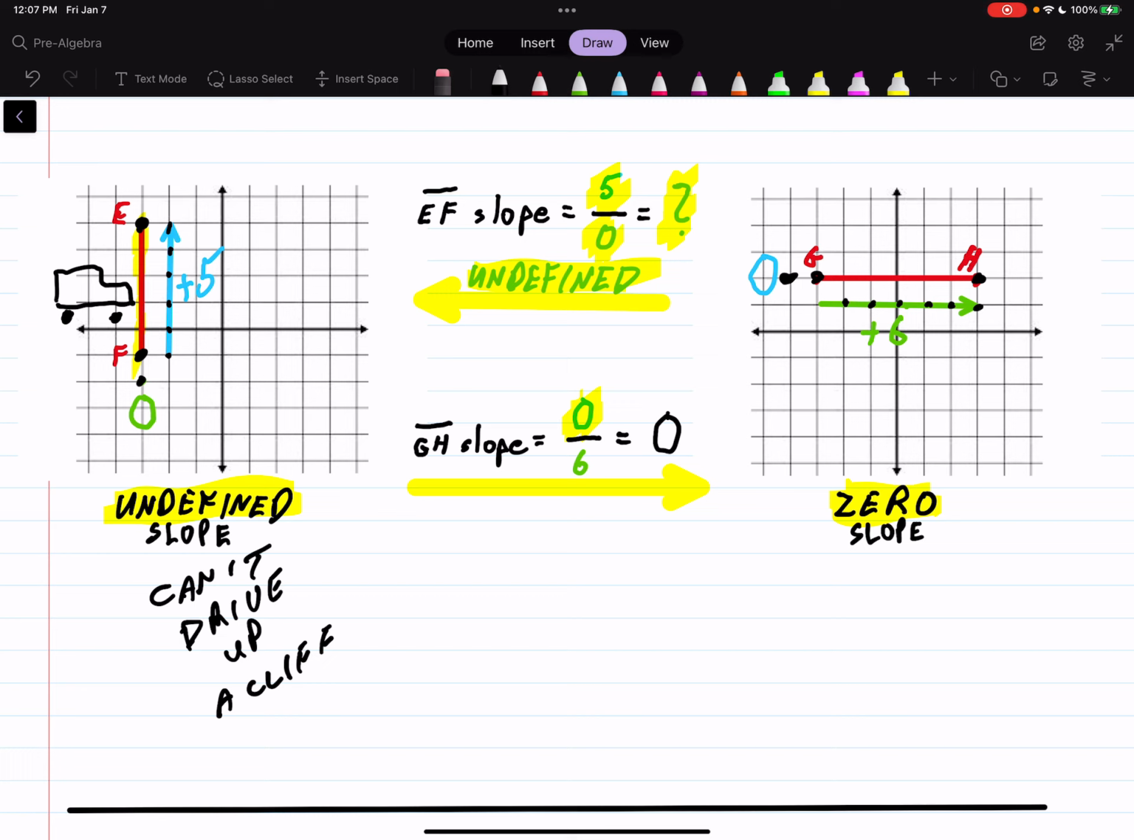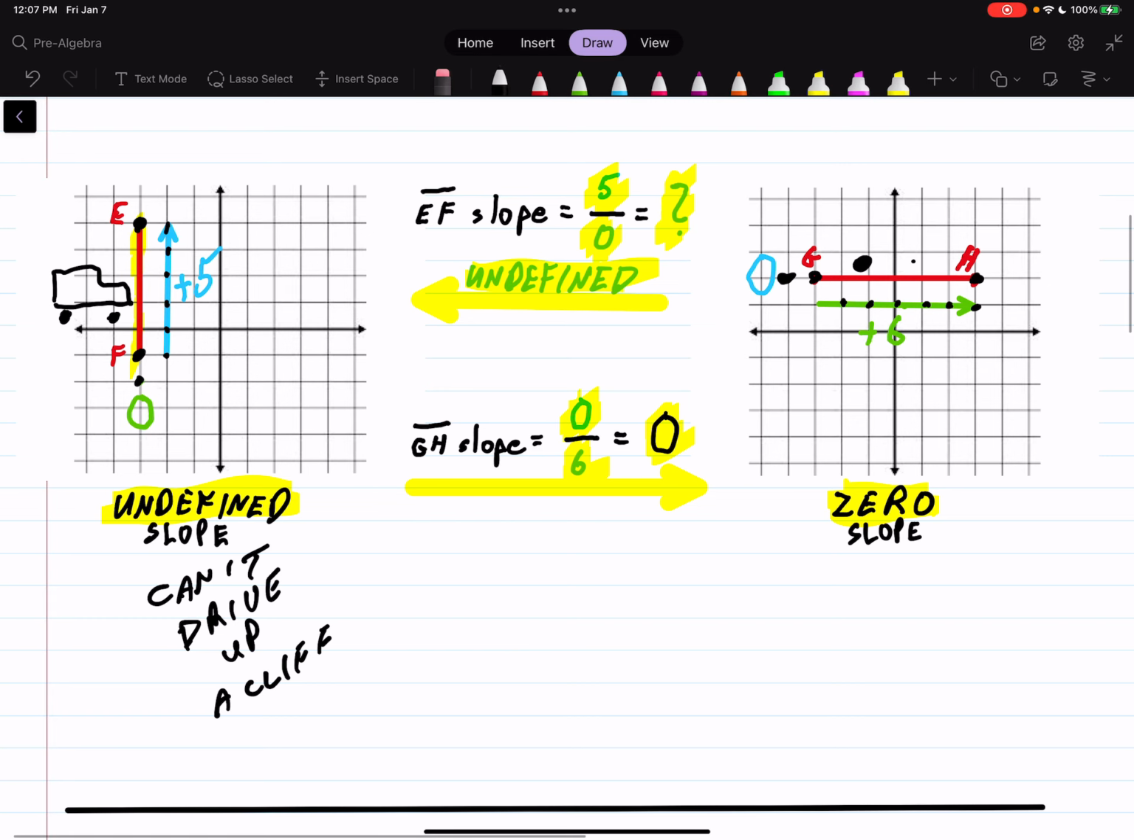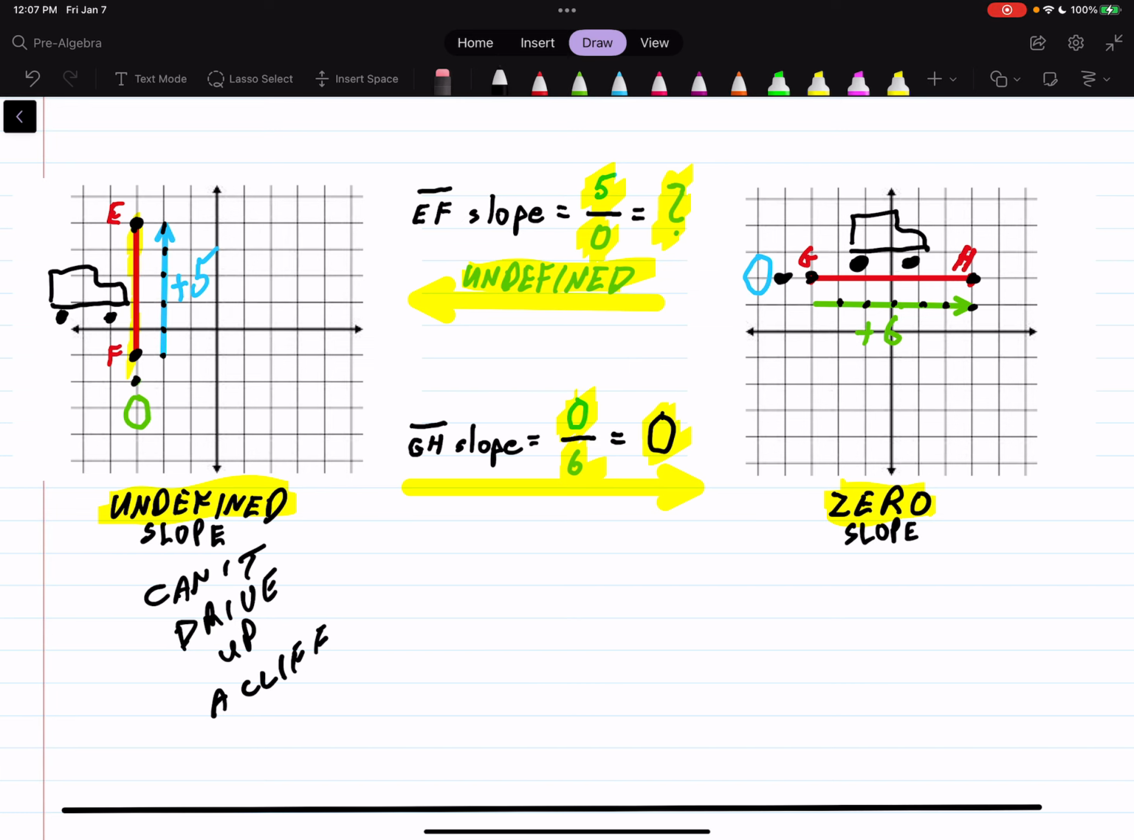So we've got our rise over our run, and that's a valid number. It's just 0. 0 over any number other than 0 is 0. So if you want to use your car analogy again, well, it's not going uphill, and it's not going downhill, and it's not running into a cliff, so the slope is 0. The car's just running along the flat plane.